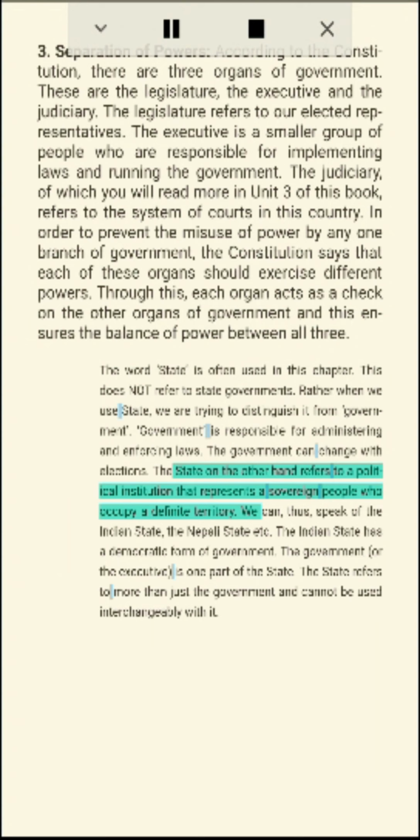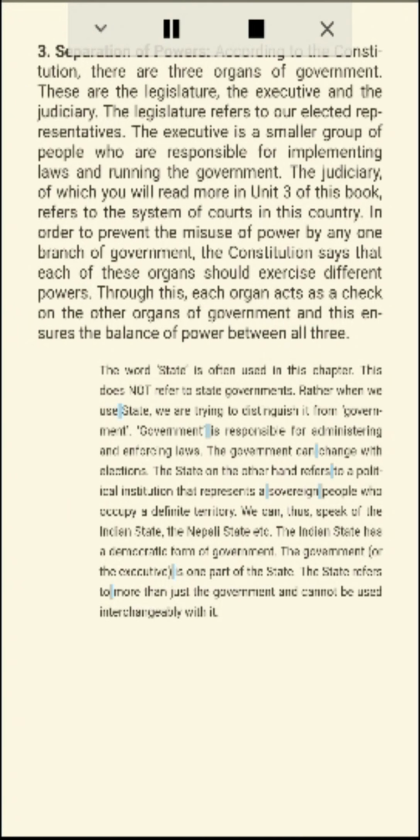The state, on the other hand, refers to a political institution that represents a sovereign people who occupy a definite territory. We can, thus, speak of the Indian state, the Nepali state, etc. The Indian state has a democratic form of government. The government, or the executive, is one part of the state. The state refers to more than just the government and cannot be used interchangeably with it.